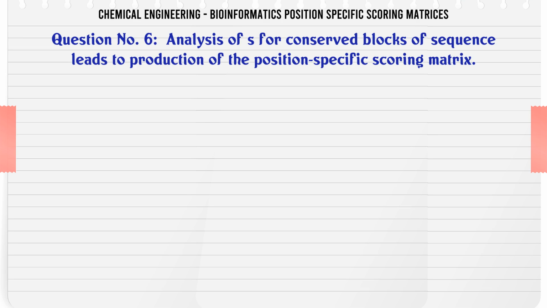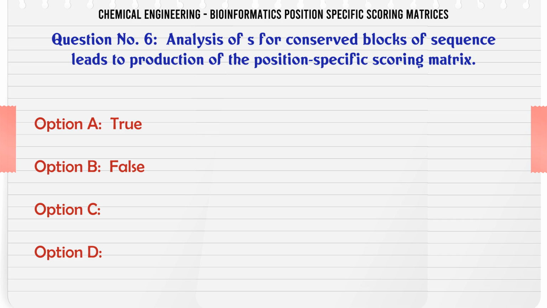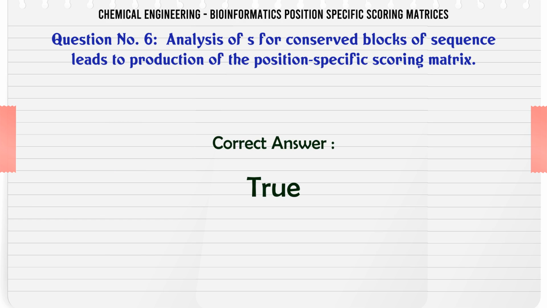Analysis of S for conserved blocks of sequence leads to production of the position-specific scoring matrix. A. True. B. False. The correct answer is true.